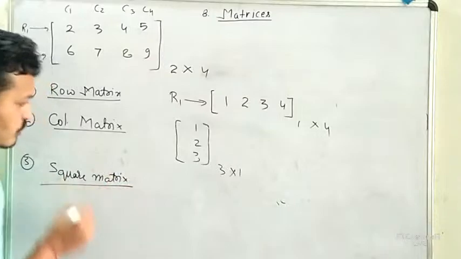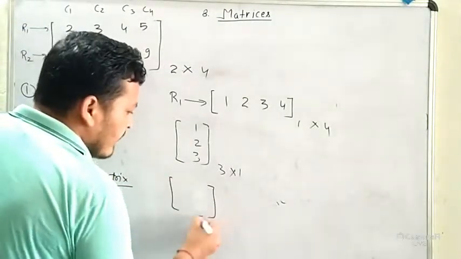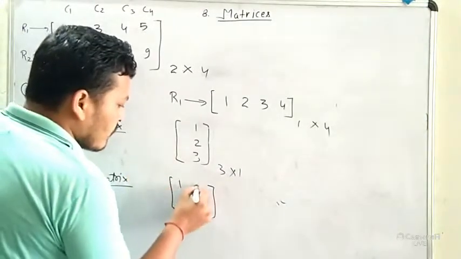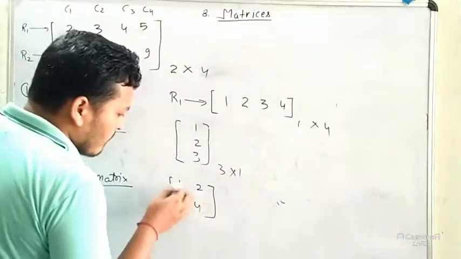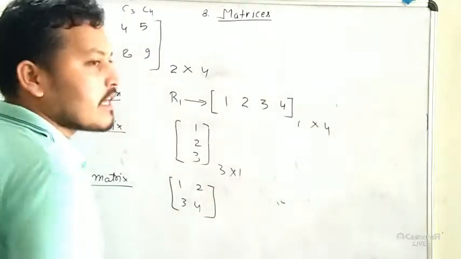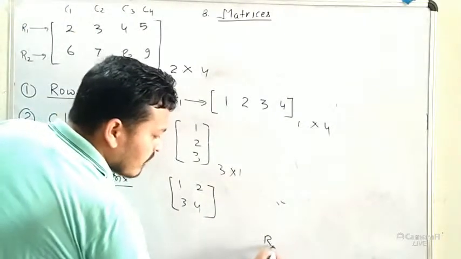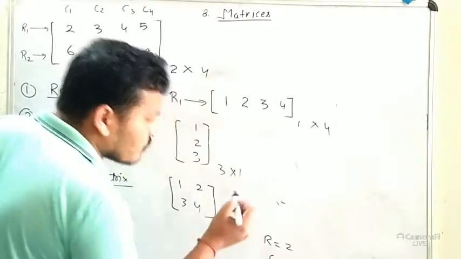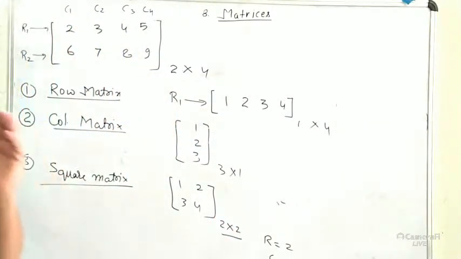Square matrix: when the number of rows and number of columns are equal in the given matrix. How many rows are given here? First row, second row, one column and second column. The number of rows is 2 and the number of columns is 2. So the order of this matrix is 2 by 2. So when the number of rows and the number of columns in the given matrix are equal, that matrix is known as a square matrix.